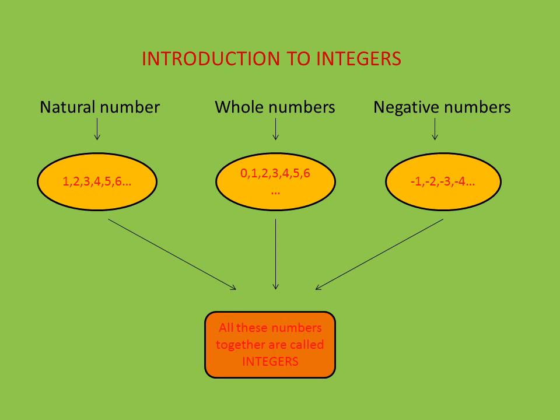Then comes negative numbers. These numbers carry a minus sign before them. They look the same as natural numbers, but they are negative because of the minus sign before them. And that is why natural numbers are also called positive numbers, because they are opposites of negative numbers. That is, like 1 is the opposite of minus 1. And all these numbers together are called integers.